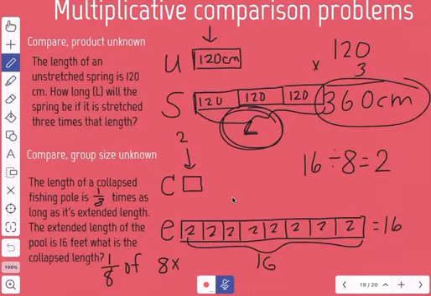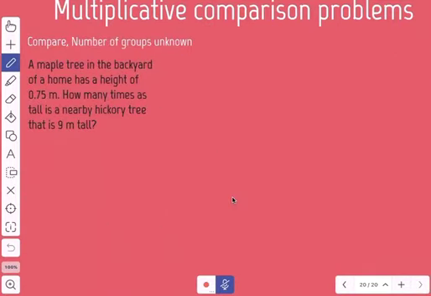Pause, write that all down before you go to the next one. Now our last one is when we're comparing and the number of groups is unknown. So it's similar, sort of. A maple tree is in the backyard and it has a height of 0.75 or 75 hundredths of a meter. How many times tall is a nearby hickory tree that's 9 meters tall?